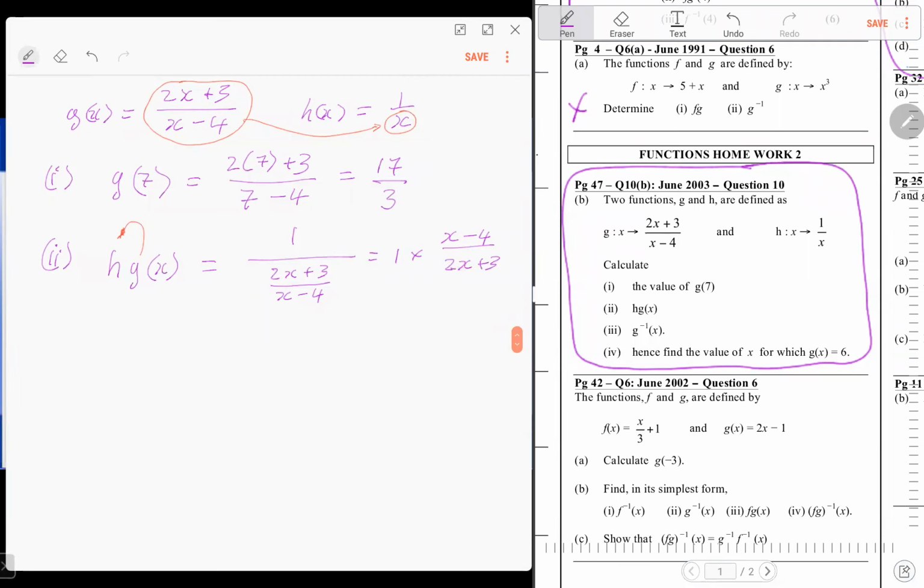I could have written this as my answer, but I'm going step by step. This is the reciprocal of the fraction, which means you just flip this over, which is what this works out to be: x minus 4 over 2x plus 3. All right, let's go step by step with you guys now.